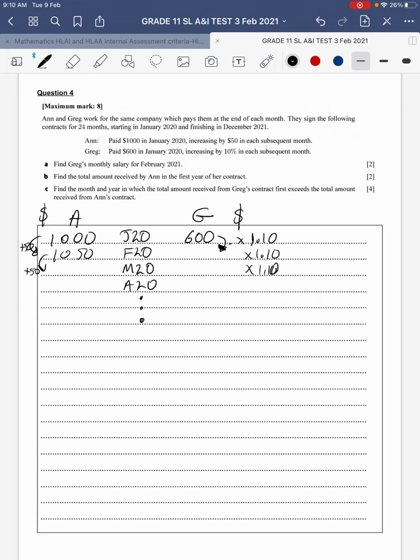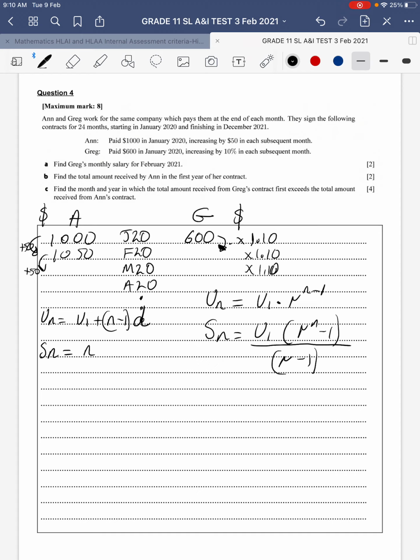So can you see that actually this is arithmetic and this is geometric. And what I'm going to put down here, this is u of n, is the nth term of a geometric. It's u1 times by r to the n minus 1. Over here, we've got u of n equals u1 plus n minus 1 into d. And we've got the sum here is u1 r to the n minus 1 over r minus 1, straight from the formula book. And the sum here is n over 2, 2u1 plus n minus 1 d.